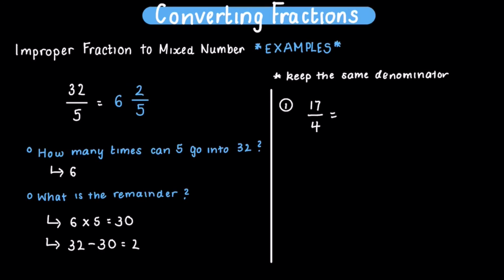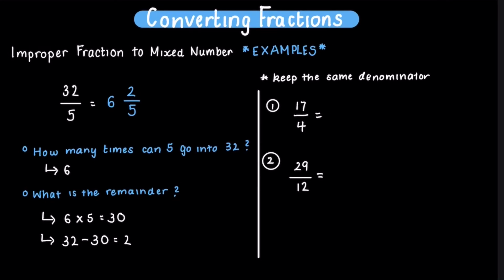So let's have a go at 2 more examples. Our first question is 17/4. So again, the first question we ask ourselves is, how many 4s can go into 17? And if you know 4 times 4 gives us 16, which is close enough for our whole number part.